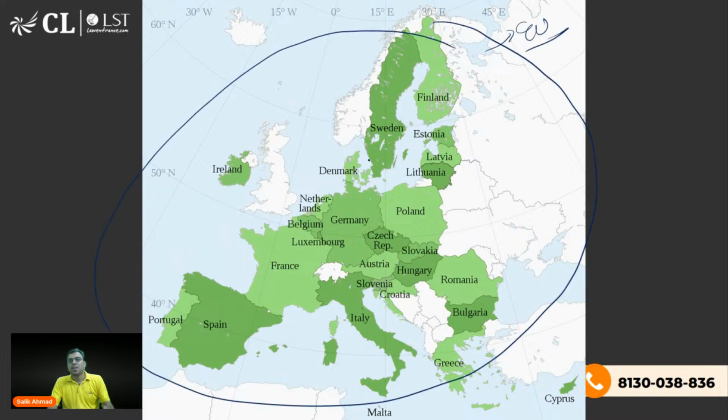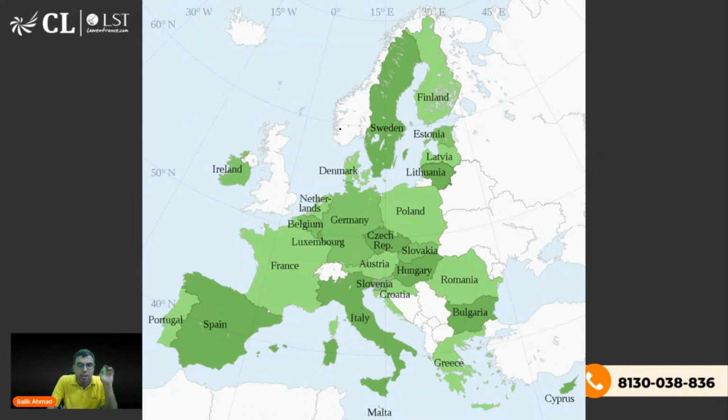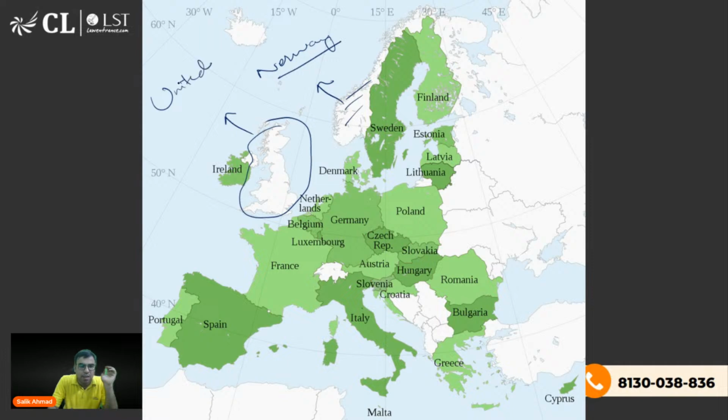ठीक है? कुछ उसके members नहीं भी हैं. अगर आप गौर से देखोगे, जैसे ये वाला है. This one is Norway, and it is not a part of European Union. This is, I hope you can understand, UK, Britain, United Kingdom. It is also not a part of European Union. Then ये वाला मैं इसलिए specifically I'm discussing it.